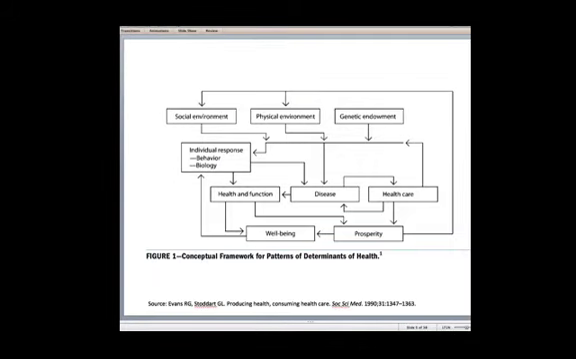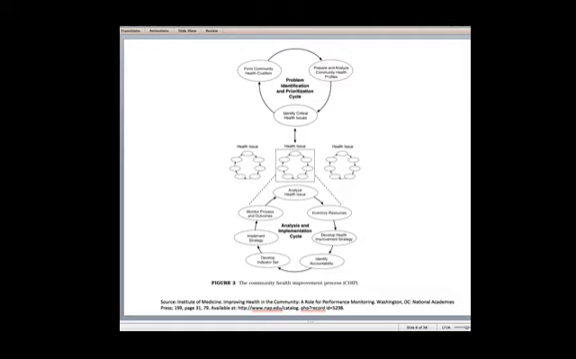As a reminder, this is the conceptual framework for patterns of determinants of health as developed by Evans and Stoddart. It includes different components that help to determine health and shows their interactions. We will return to this in just a moment when we talk about community health profile. And by way of review, this is the community health improvement process as developed and published in the Institute of Medicine's 1979 report, Improving Health in the Community.